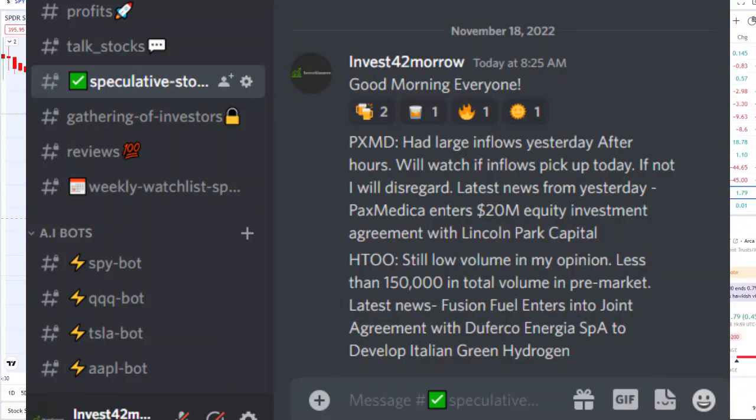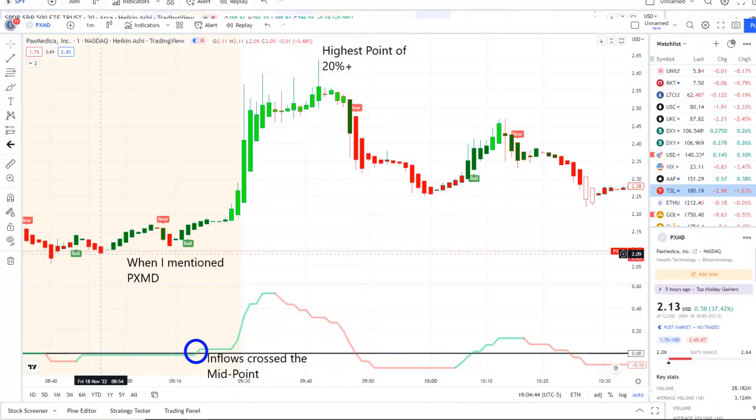We caught this one in the pre-market sitting sideways, and it got a bull indicator, full strength there towards the bell. And after the bell, inflows crossed the midpoint to the upside, and it hit a highest point of 20% plus, guys.